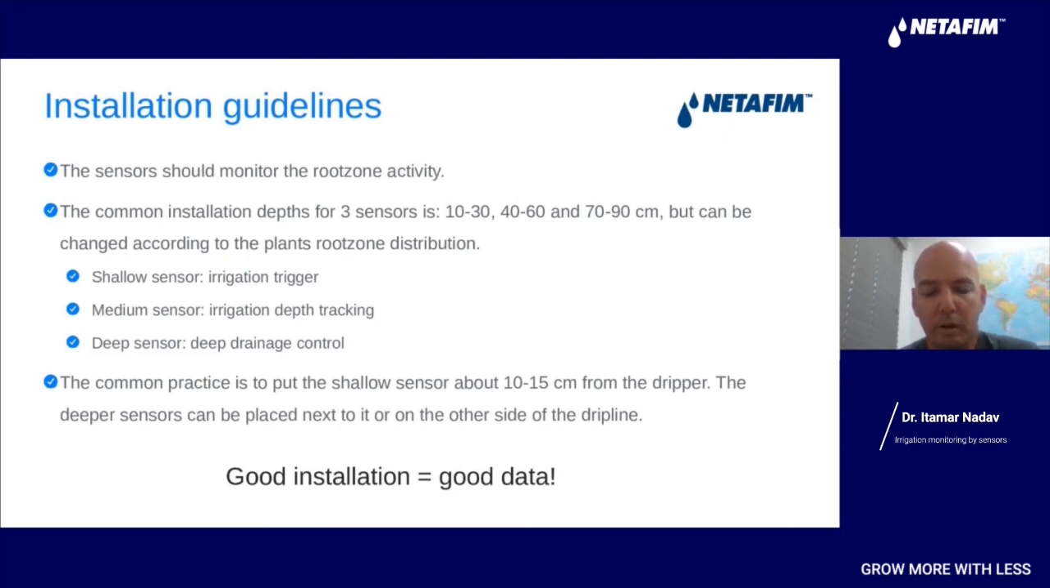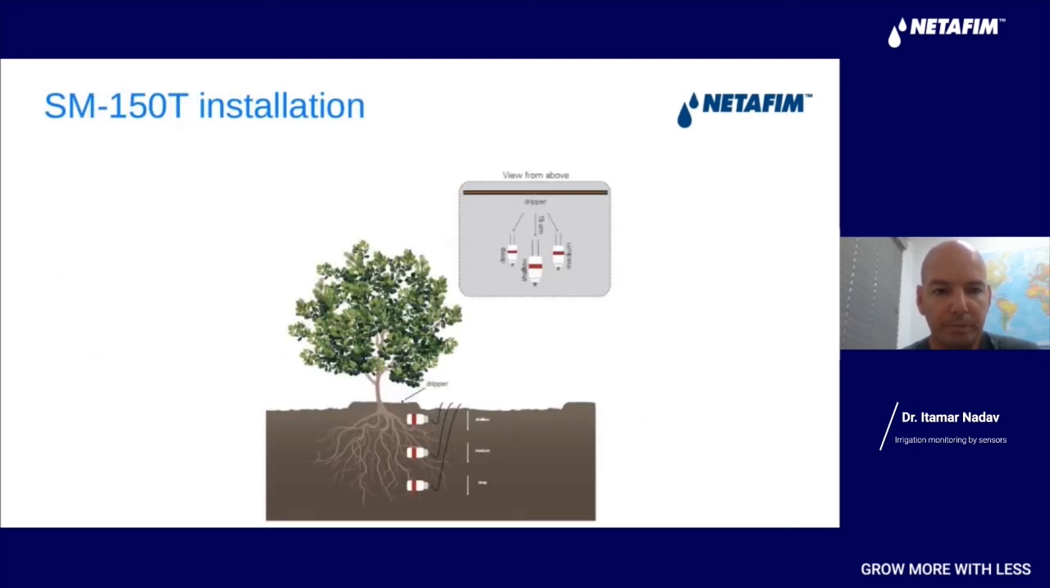And the common practice is to put the shallow sensor about 10 to 15 centimeters from the dripper along the drip line, and the deeper sensors can be placed next to it. And the rule of thumb is that good installation gives you good data. If you don't practice good installation, you will get bad data, and all of your decisions will be wrong because you didn't install the sensors as you should.